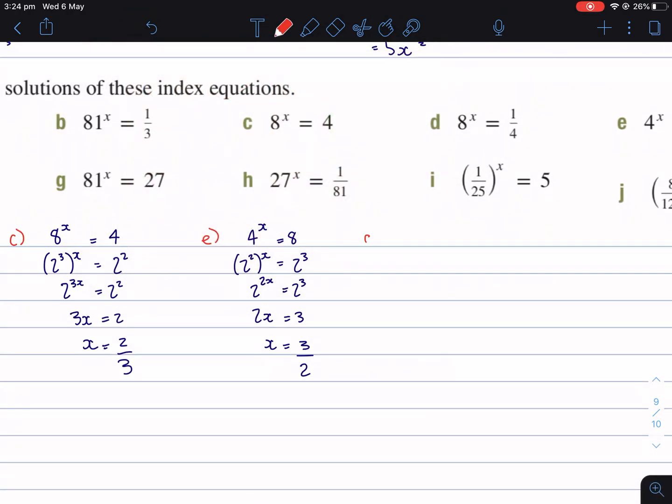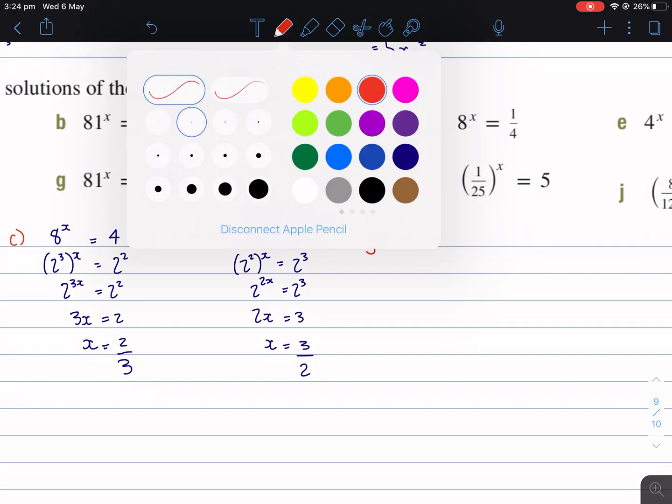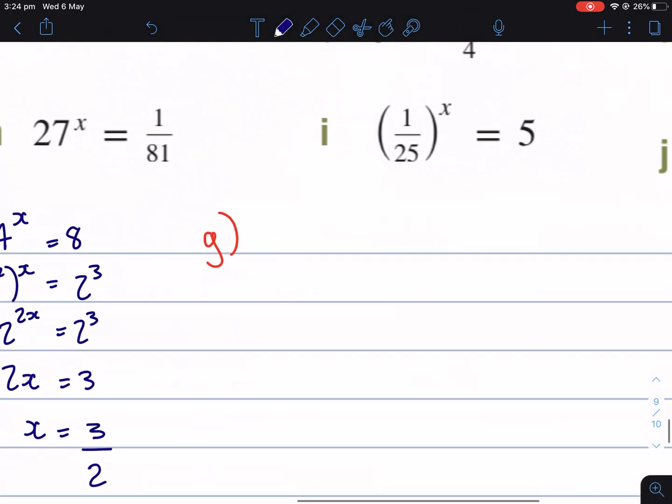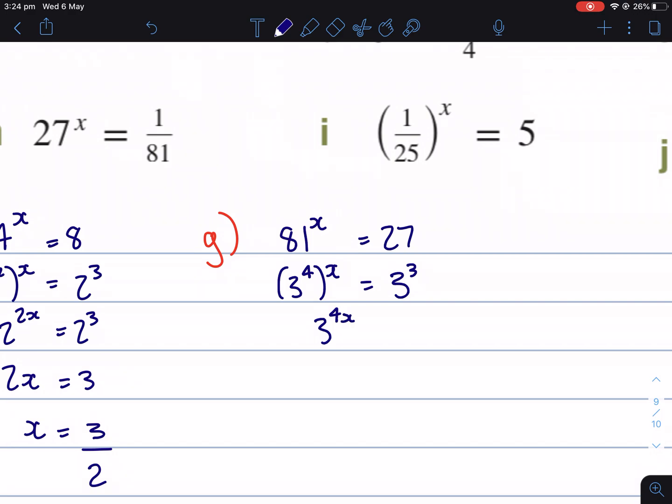F, G. 81 to the x equals 27. Now, what do you think we're going to choose as our base? It's not going to be 9 because you're not going to get 27 from 9 times whatever. It's going to have to be 3. So this is 3 to the 4 to the x equals 3 cubed, which means 3 to the 4x equals 3 to the 3. 4x equals 3. x equals 3 on 4.